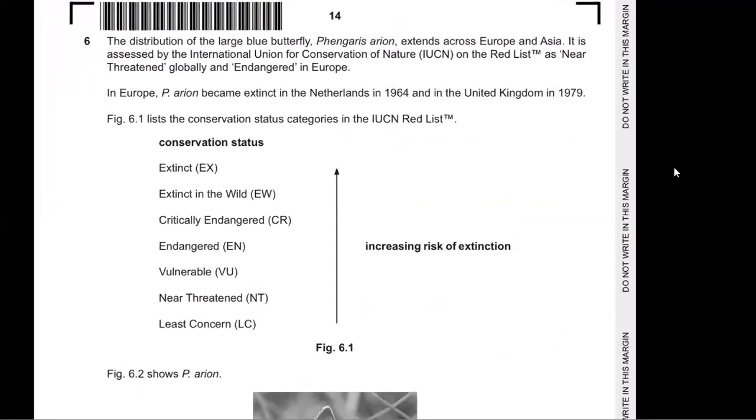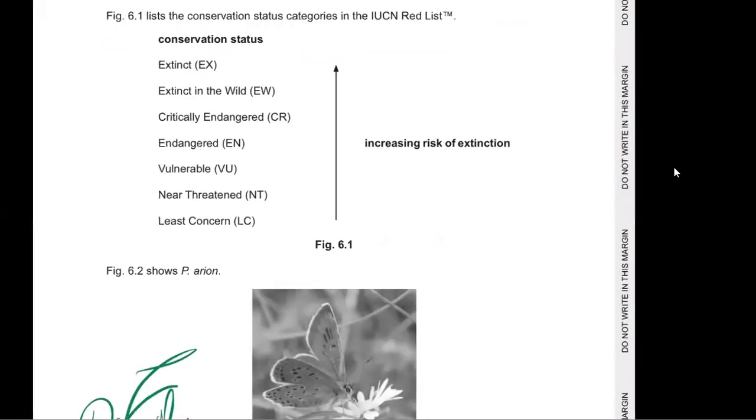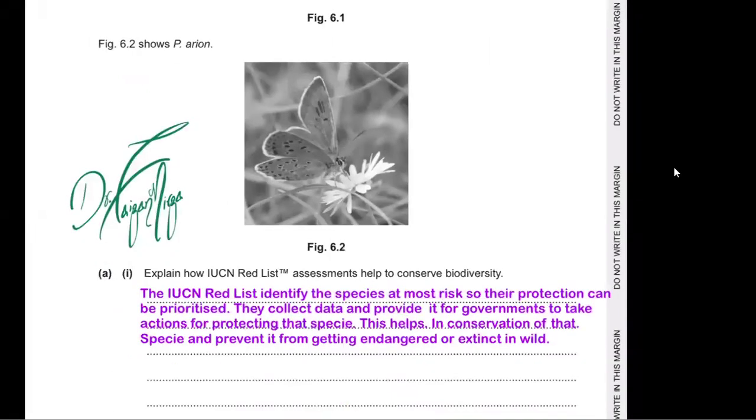Here you are given, in question 6, a list of organisms and their conservation status, and these represent the IUCN Red List, with increasing risk of extinction. Okay, this is a particular insect here. Explain how IUCN Red List assessments help to conserve biodiversity. So how it helps to conserve biodiversity here, how this particular thing affects.